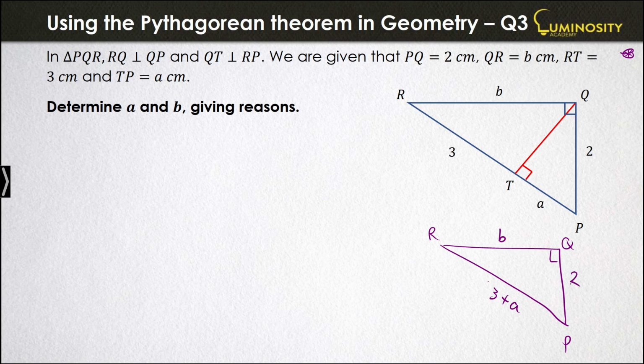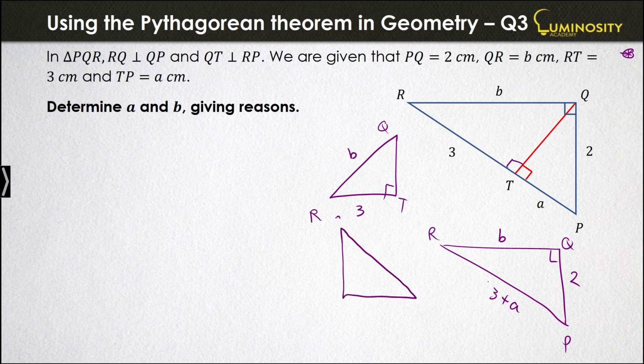Then there are 2 more right angle triangles in this diagram. Okay, so there's this triangle here, which is RQT, right, where RT is 3 centimeters. QT, we don't know the length, and RQ is B units. Okay, and then lastly, this right angle triangle, QTP, that's A units, 2 units for the hypotenuse, and QT we don't know the length of.